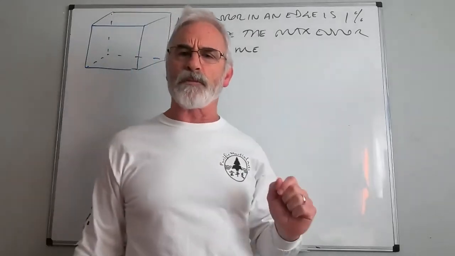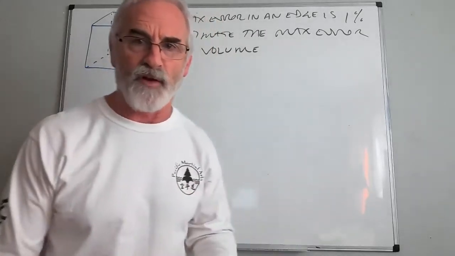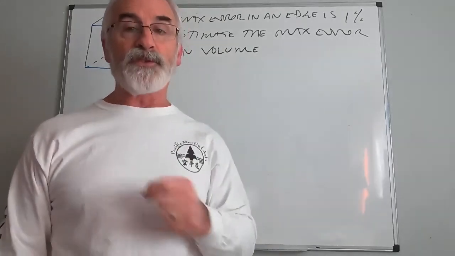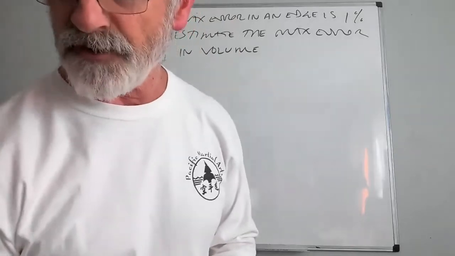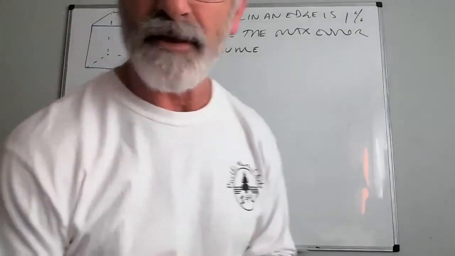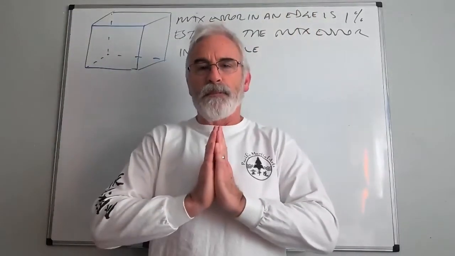Now, when we say the maximum error is 1%, we don't mean everything's off by 1%. We mean that's the most something can be off. So things could be right on. Now, we're going to enter something slightly different. Okay, so let me give you a simple example today.